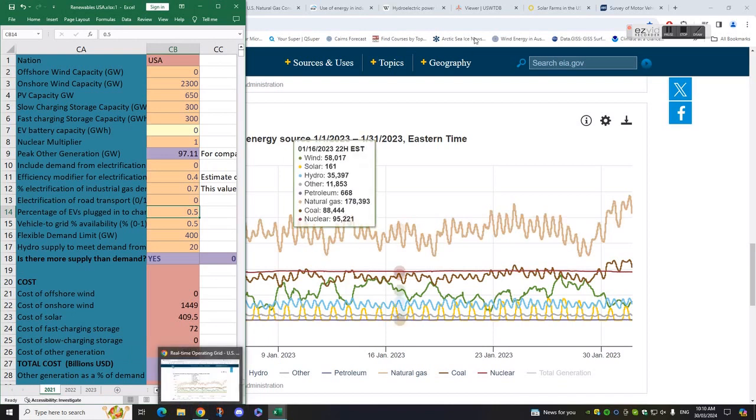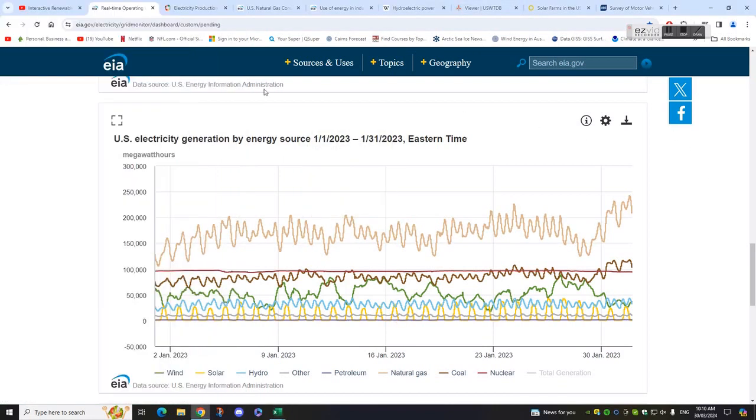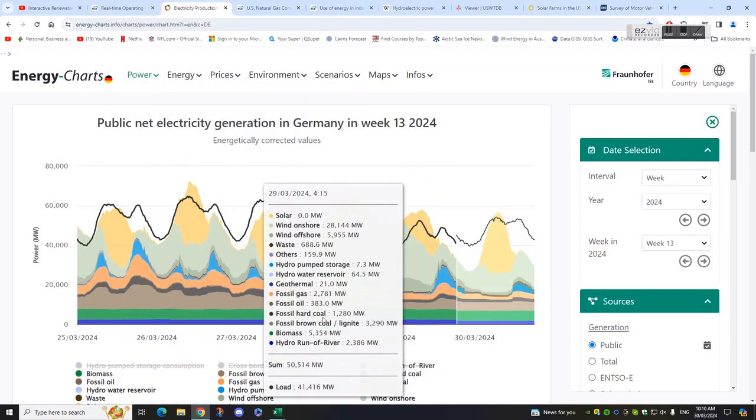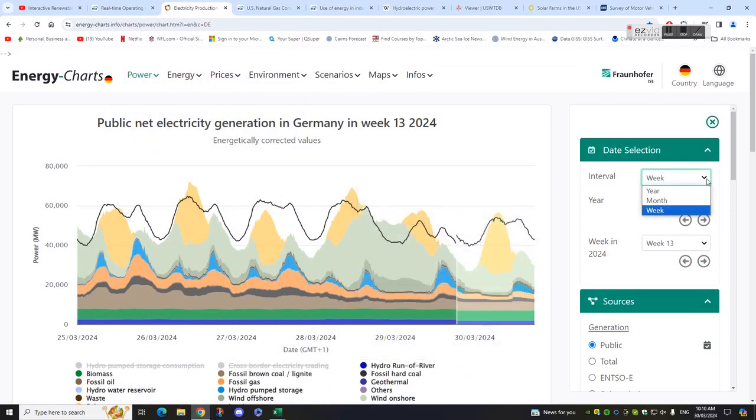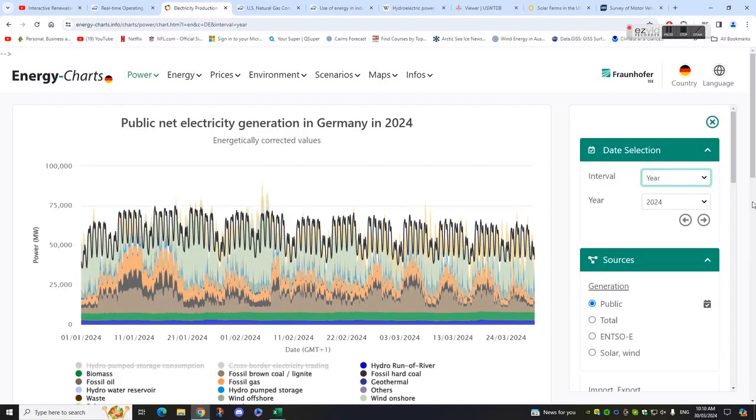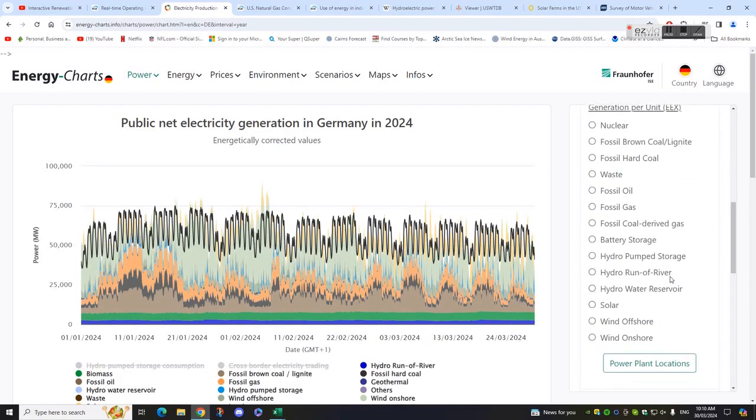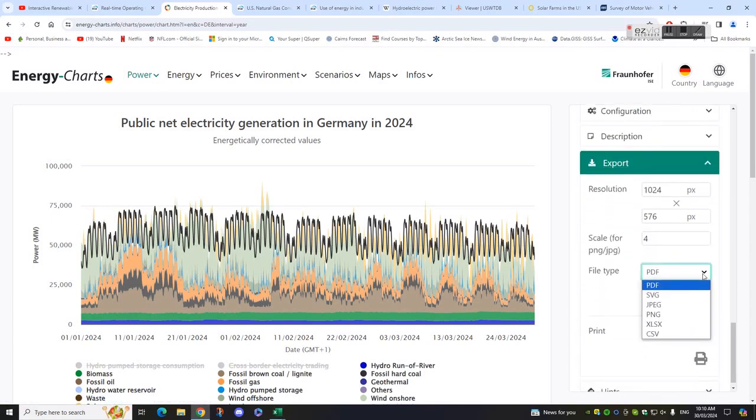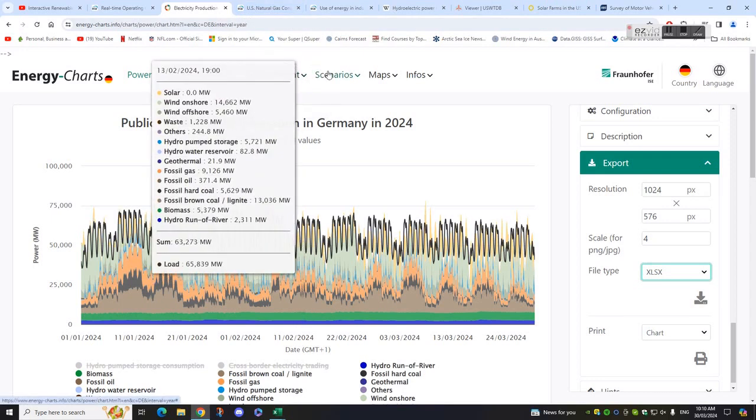For the German data, I obtained that from the Fraunhofer Institute website, the Energy Charts web page. It shows grid data for the electricity grid. You can choose a longer time period up to a year. Again, I downloaded the data from 2021 through to 2023. Then you can go down to the bottom of the page to export, and you can export it as an Excel file. So that's where I obtained most of the data for the electricity grid. I'll get to the other data later.